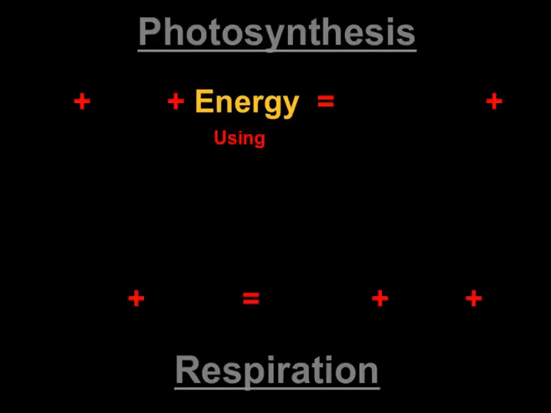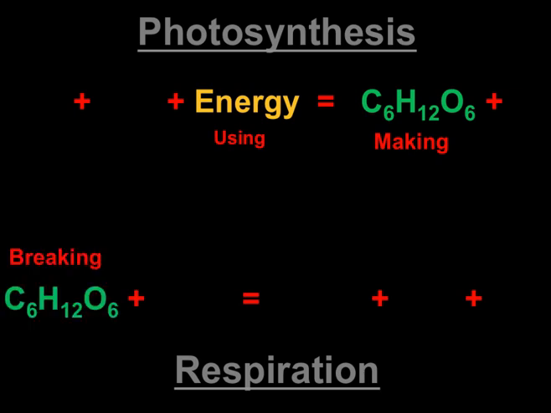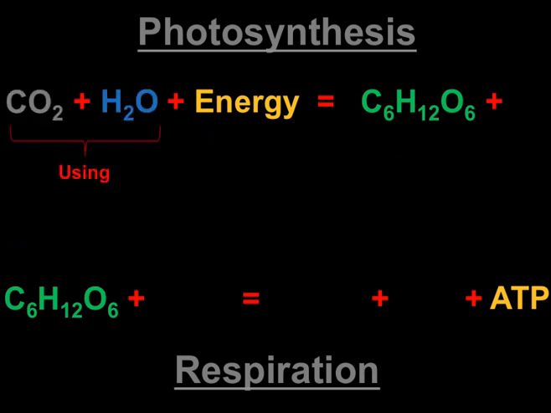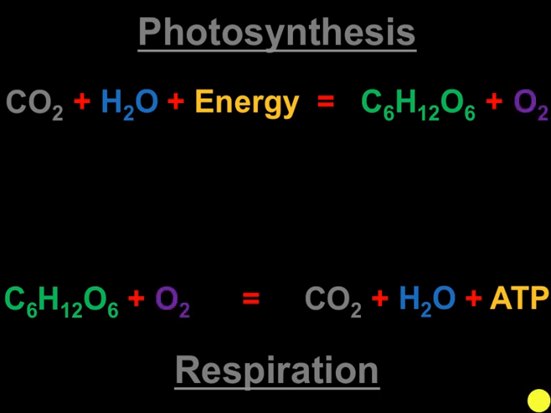So when we look at these together, photosynthesis is using energy to make glucose. Respiration is breaking down glucose to make energy in the form of ATP. Photosynthesis is using carbon dioxide and water. Respiration is losing carbon dioxide and water. We are breathing that out. And then in both cases, oxygen is used in respiration and a waste product in photosynthesis.